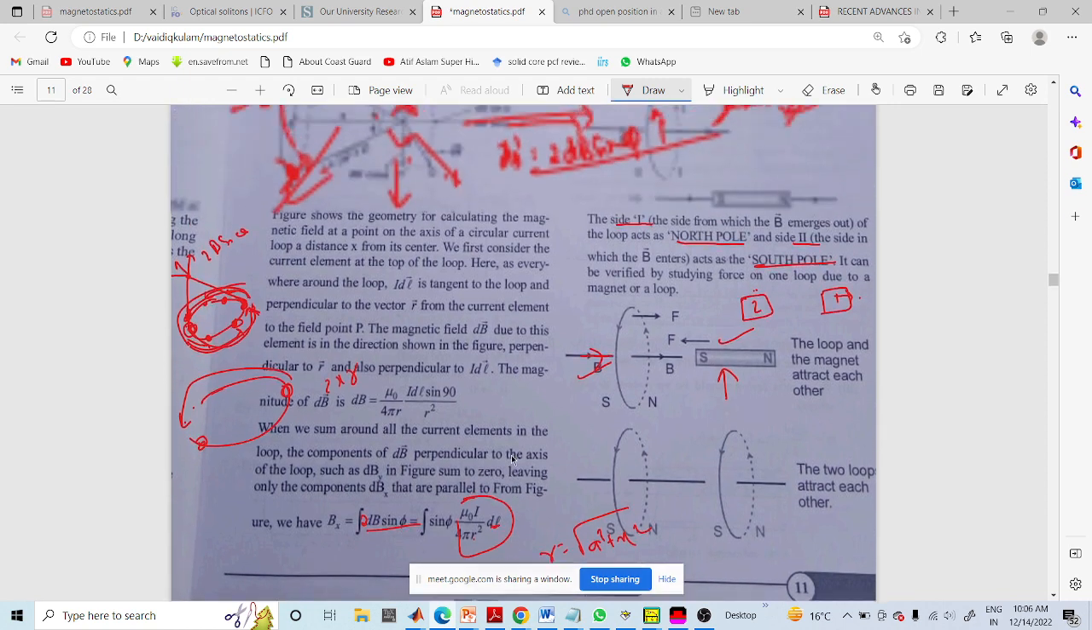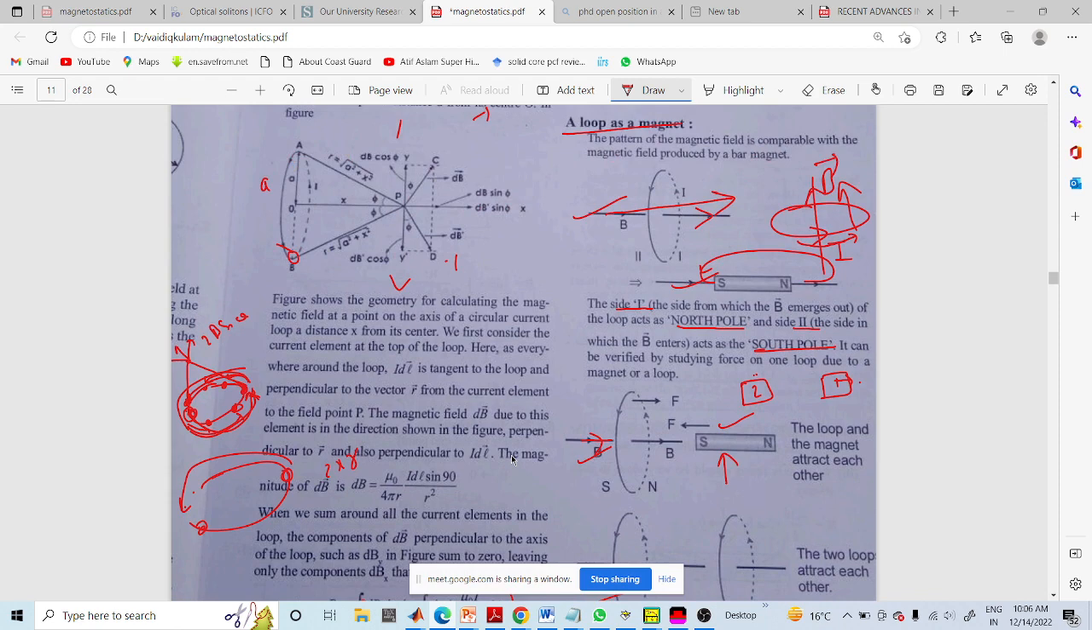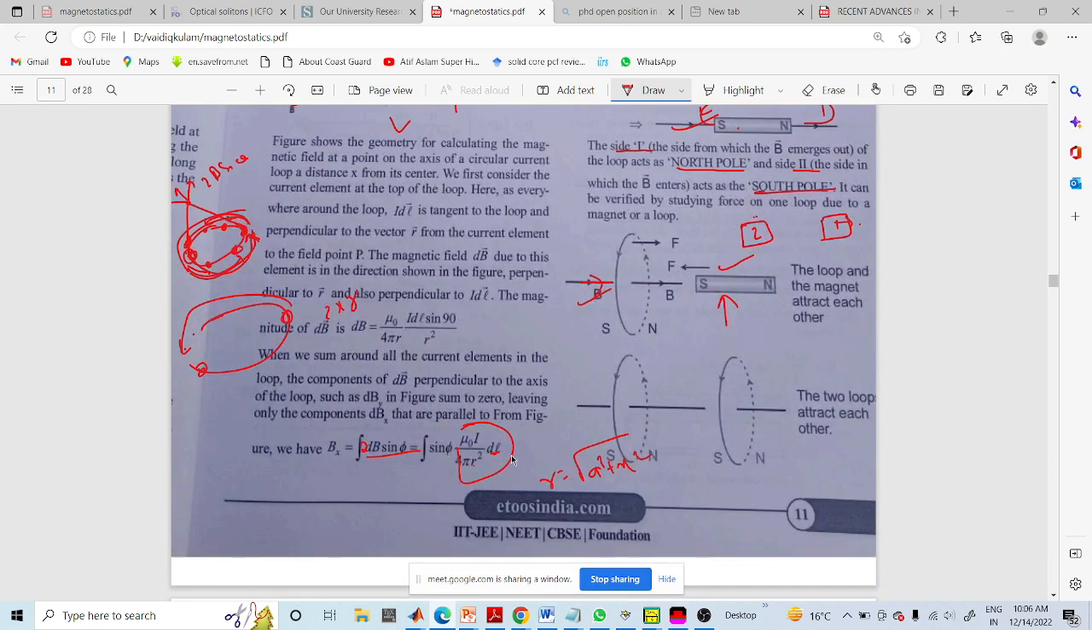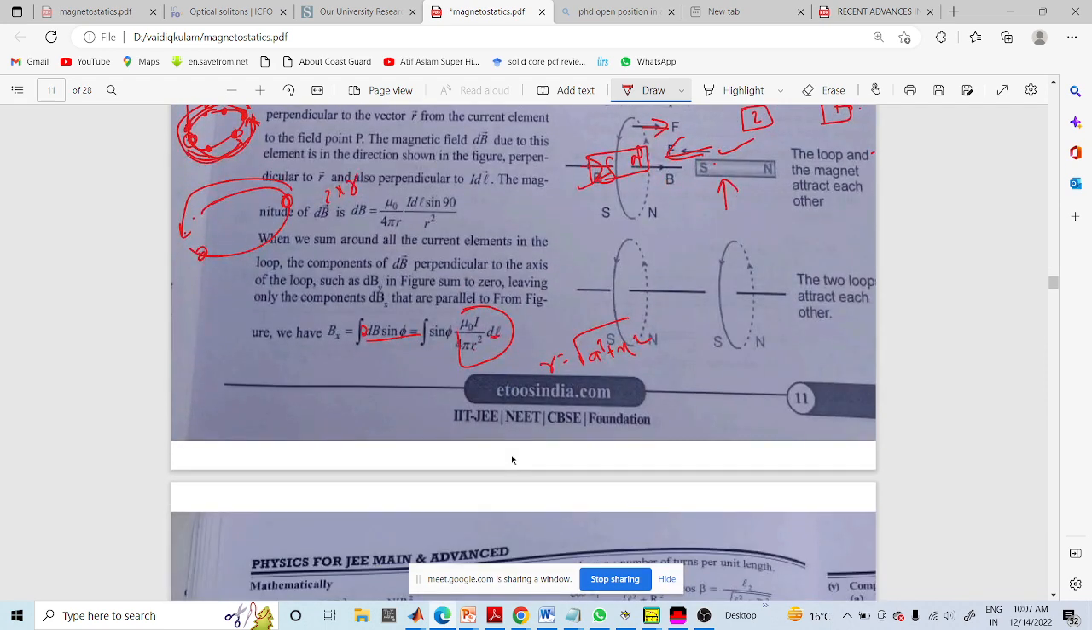You can see this loop is equivalent to this magnet, so I can replace this loop by this magnet. This magnet here is north and this is south, so an interaction between these two will happen. That's written here: the loop and the magnet attract each other. Obviously if it is north and it is south, they will attract each other. This is attracting this in this way and this loop is attracting this magnet in this direction, so that is attraction, right?